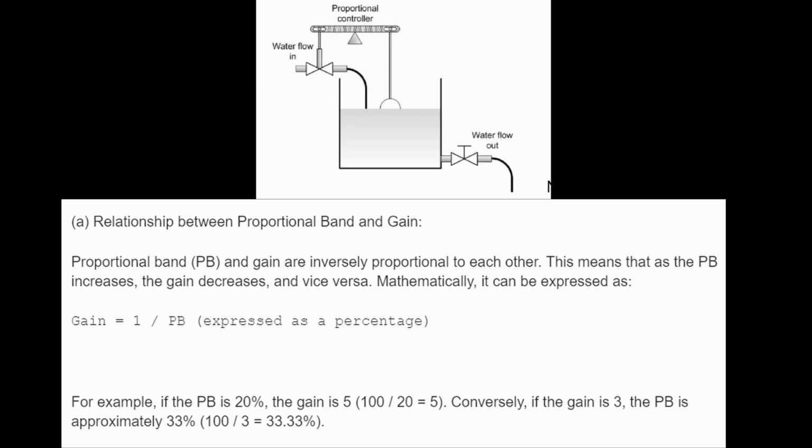For example, if the PB is 20%, the gain is 5. 100 divided by 20 equals 5. Conversely, if the gain is 3, the PB is approximately 33%. 100 divided by 3 equals 33%.